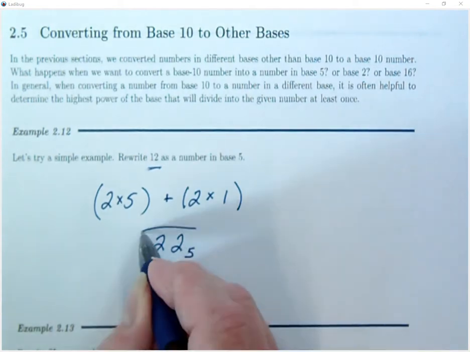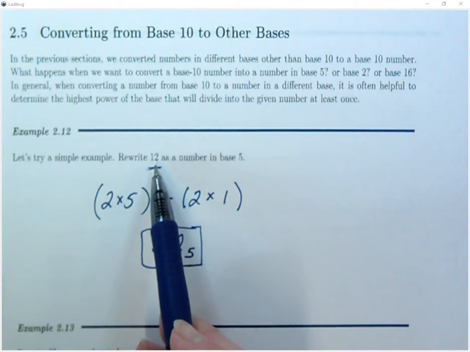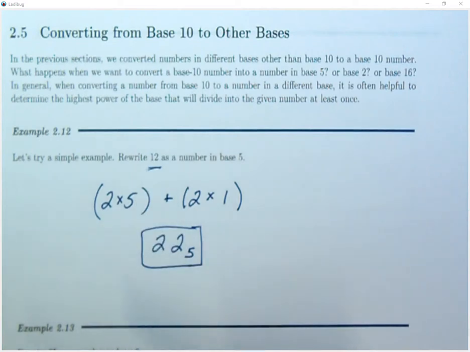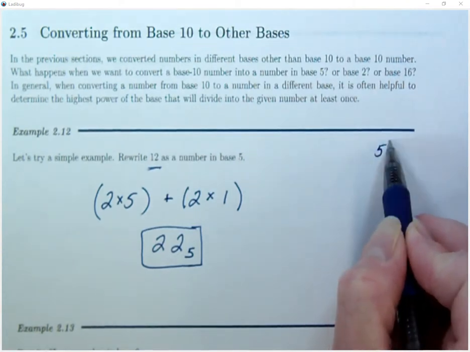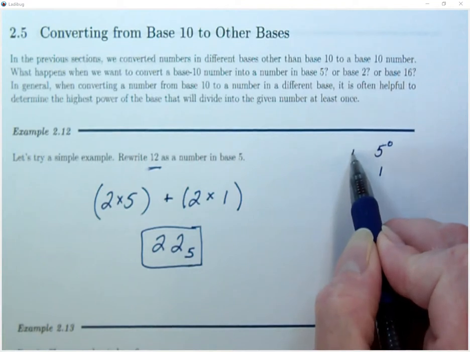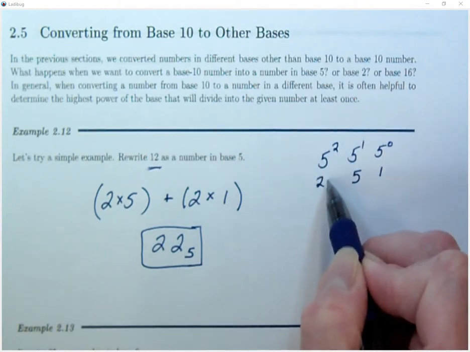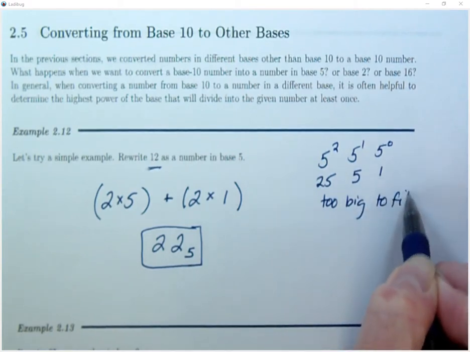Now, to be a little more systematic about it, when it's bigger numbers, different bases, it's a little trickier. What we want to do is say, okay, well, what is the biggest power of 5 that fits into here? So we have to think about what our powers of 5 are. I'll just do it off to the side. Start with 5 to the 0, we know that's 1. If we have 5 to the 1, that's 5. If then we go to 5 squared, we know that's 25. So that is too big to fit into our number.